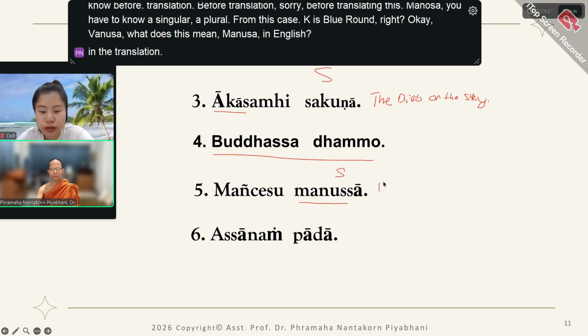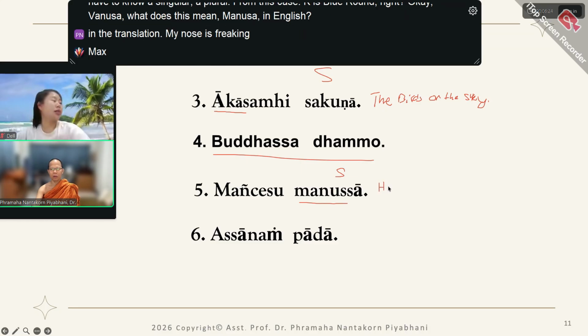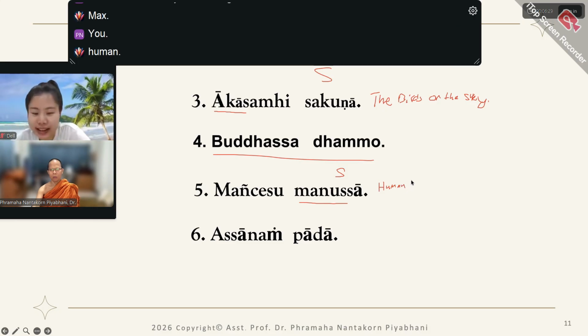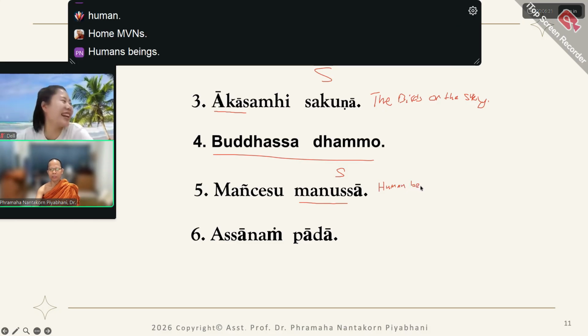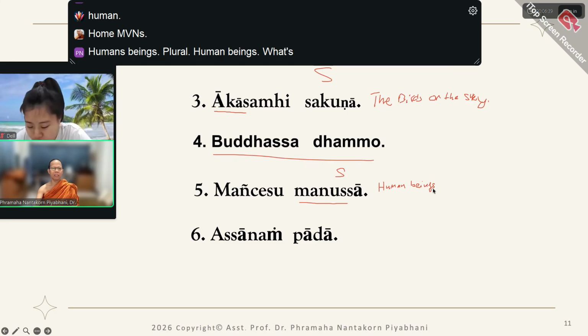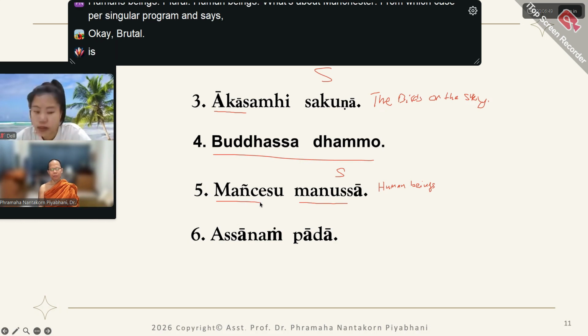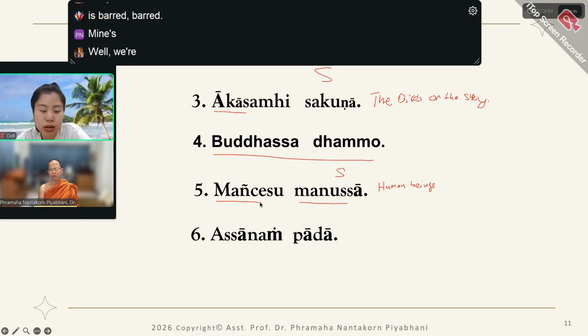Okay, manussa, what does this mean, manussa, in English? In the translation? Man. Manussa. Human. Human beings. Plural. Human beings. What about mancesu? From which case first, singular or plural, mancesu? Locative case. It's plural. Mancesu from locative case.